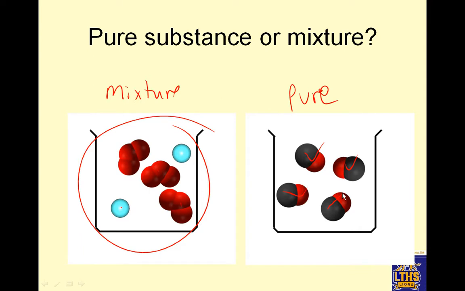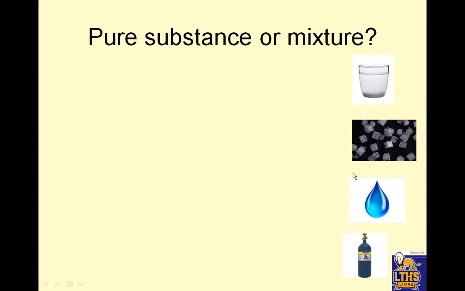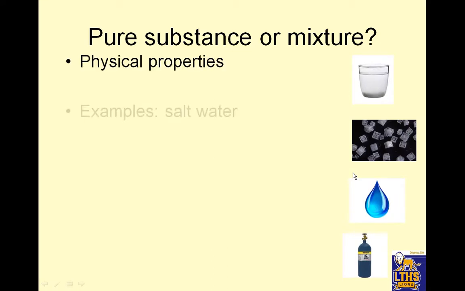All right. The next thing you want to ask is if it's a mixture, is it heterogeneous or homogeneous? We'll do that on the next slide. If it's pure, is it an element or compound? Well, this one is a compound because this kind of atom is different than that kind of atom, but they're bonded together. So this molecule would have different properties than the individual red or black atoms would.